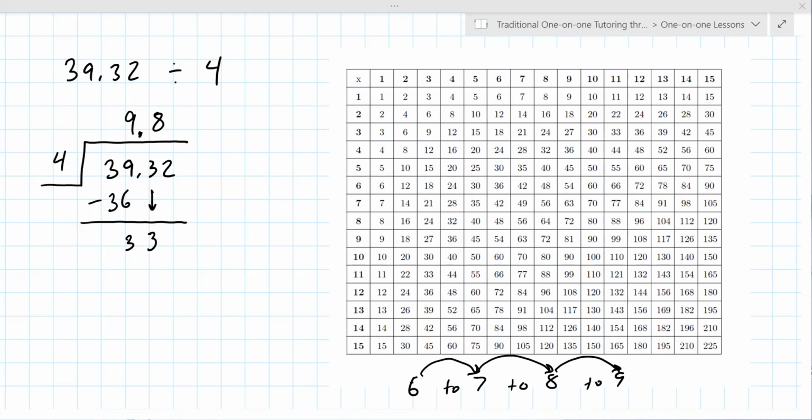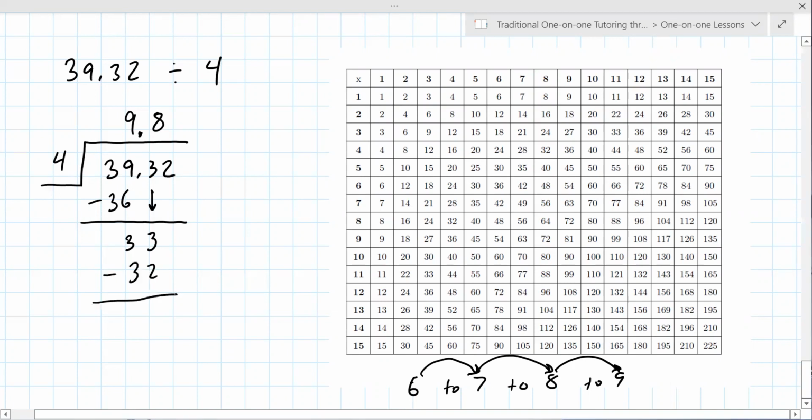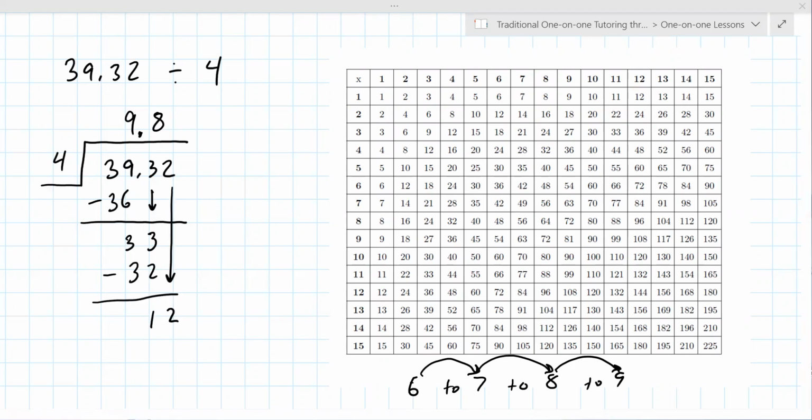Okay, so 32. 32, yep. So that goes down there on the bottom, 32. You subtract. And then that's 12, and then we do 12 minus 12, and the remainder is 0. Yes. Did you get 9.83? Yes. Okay, yeah.